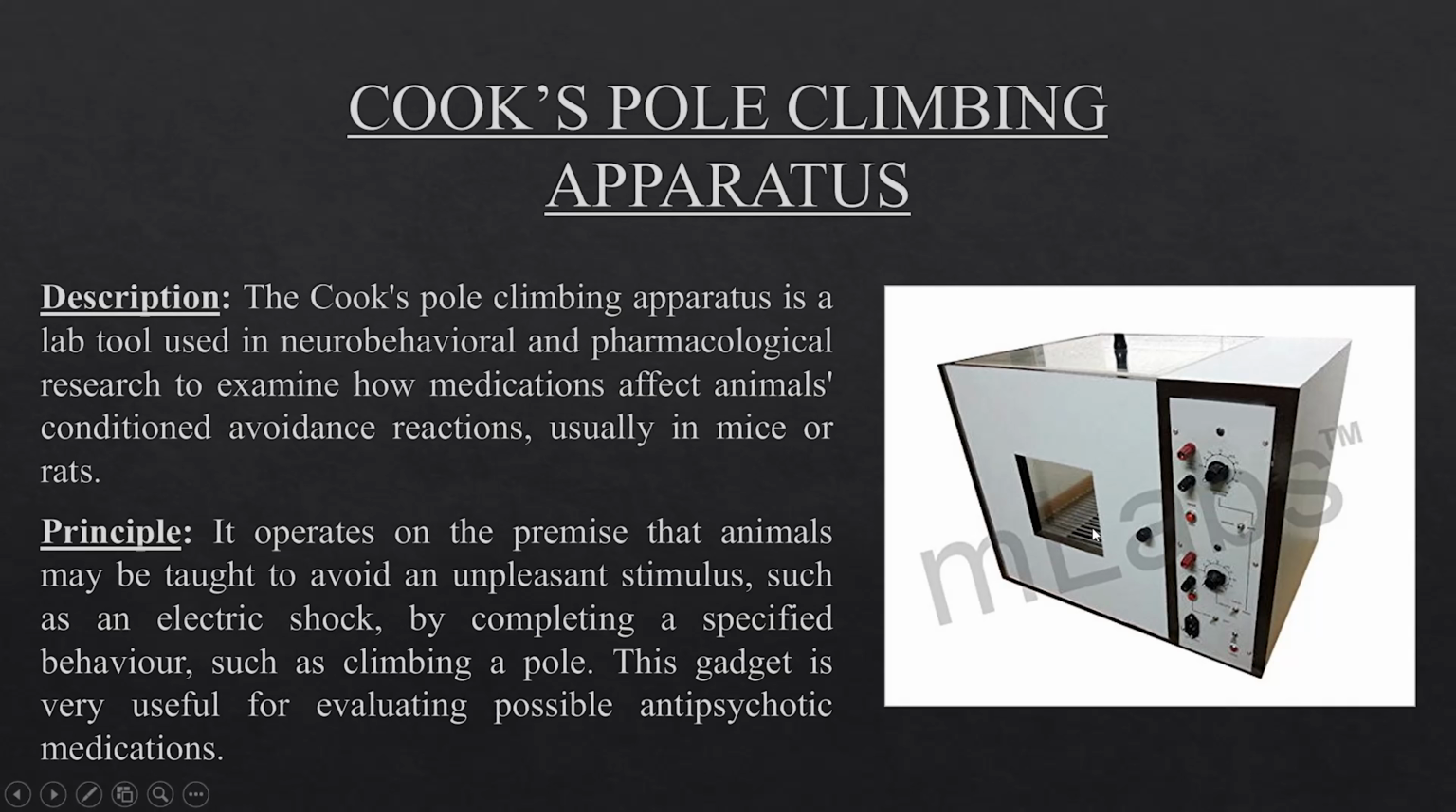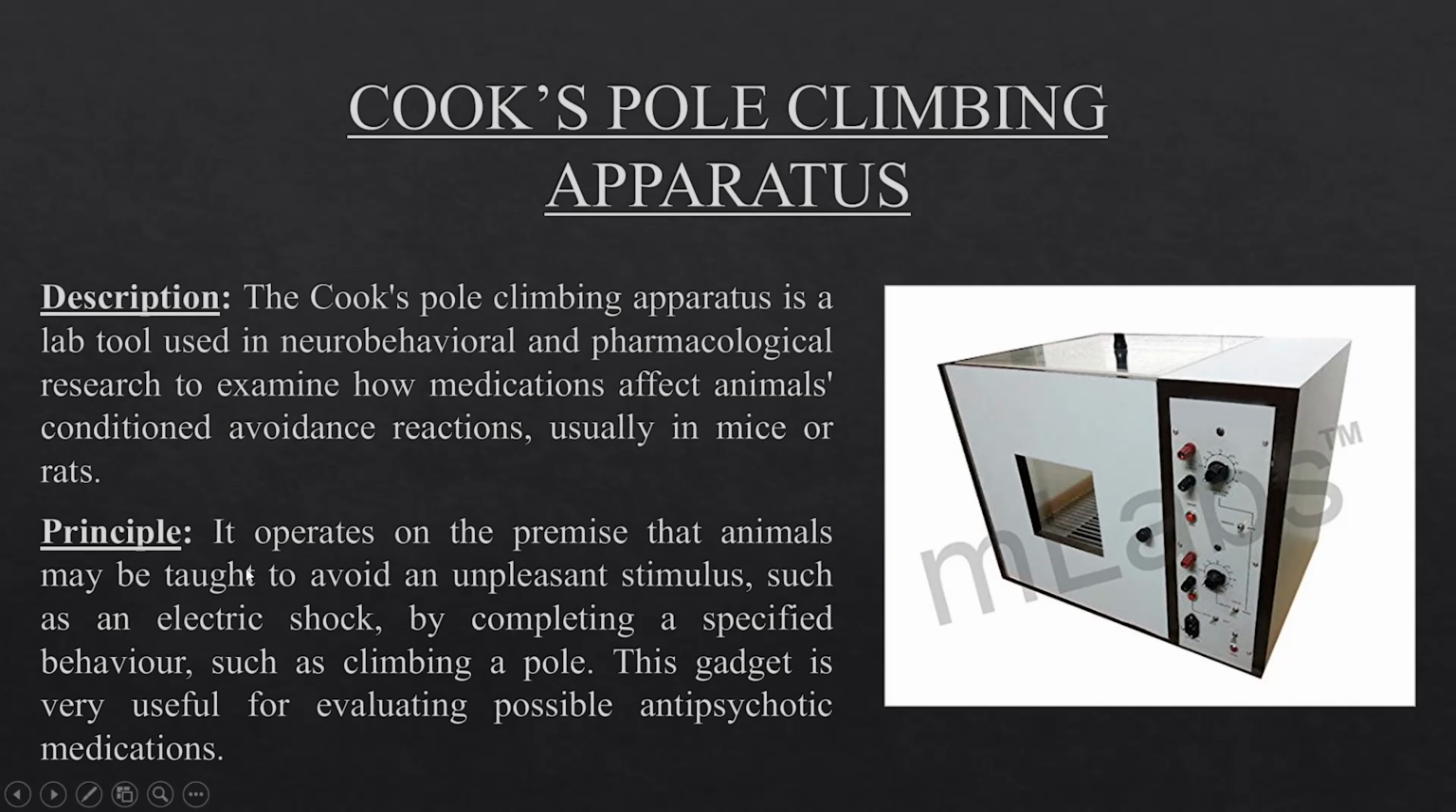As we can see, these are the rods inside the chamber. This is the chamber of the Cook's pole apparatus. These are the rods through which we induce the electric shock. And this is the lid of the chamber, which is connected to a pole. As we know from the name, the pole is made of wood. To avoid the electric shock, the animal climbs the wooden pole. The pole is made of wood because wood is a poor conductor of electricity. That's why we are using a wooden pole.